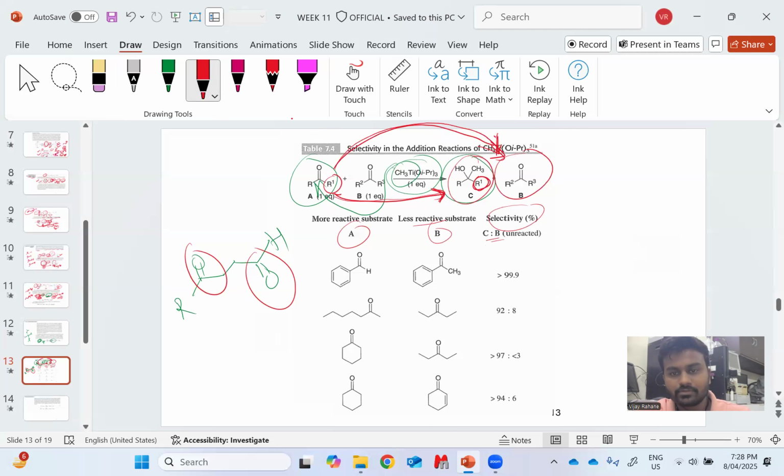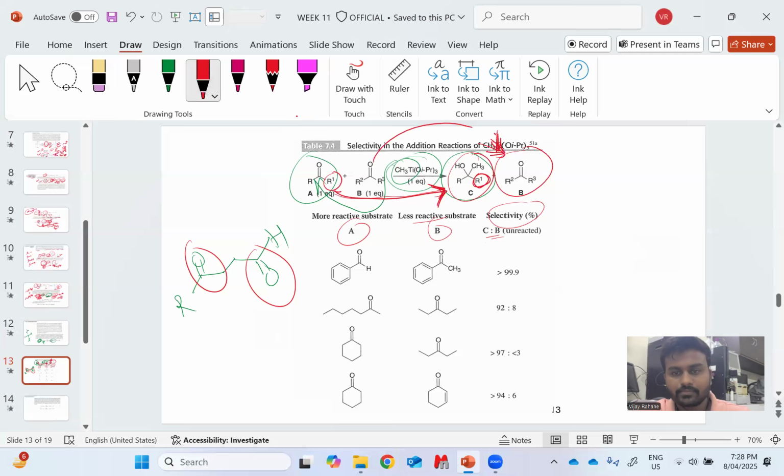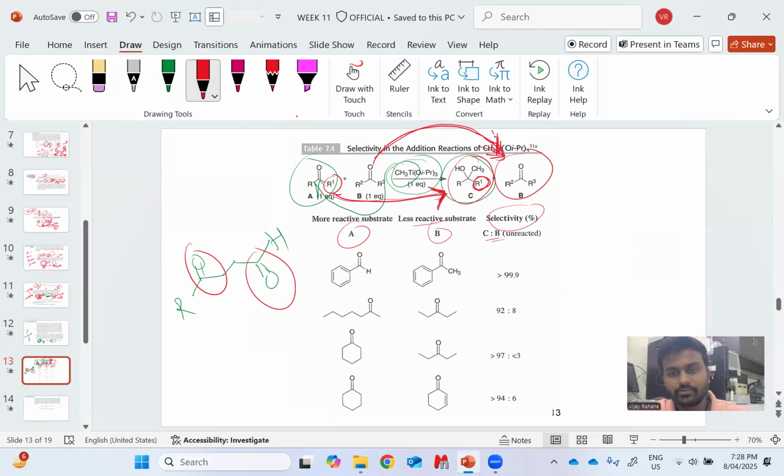Now it is clear to you, right? When it reacts with the A, then we get the C as a product. When it reacts with the B, then we get the B as a product. All right. So when A and B, that's the aldehyde, and here there is a ketone, the aldehyde is more reactive.